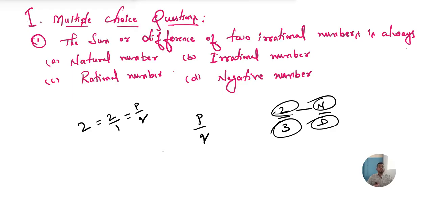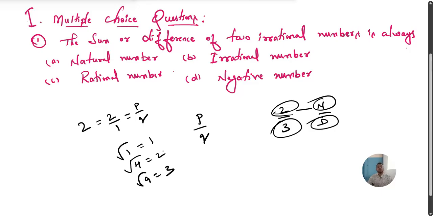Clear? Any number which is in the form of P by Q, what will we call it? Rational number. Also, let me come across these examples. Root 1, what is the value of root 1? It is 1. Square root of 1 is 1. What is root 4? 2. Square root of 4 is 2. Root 9, 3. Square root of 9 is 3. You are getting a precise, accurate, exact answer. So these numbers are said to be rational numbers.